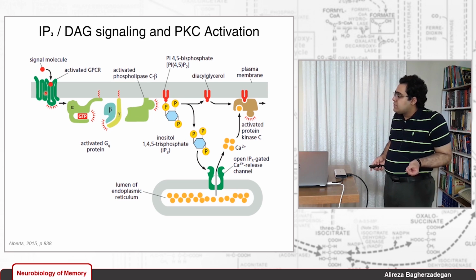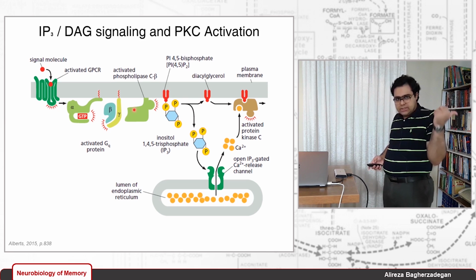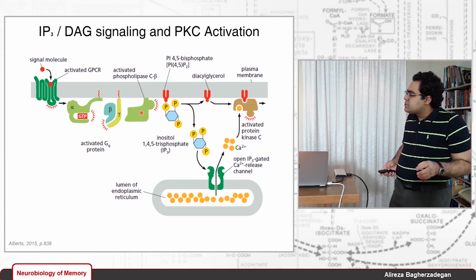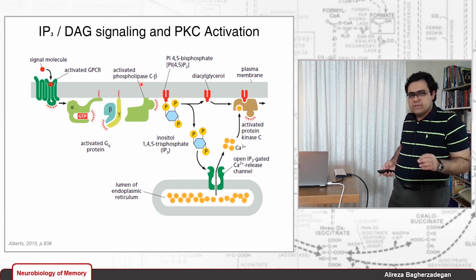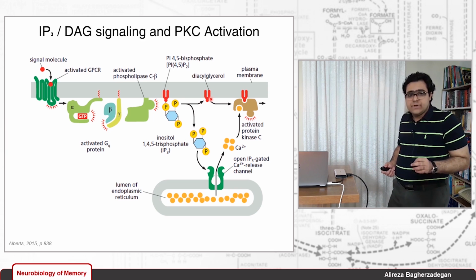So we have a receptor. We have a transducer, a G protein, and this G protein couples this receptor again to another enzyme, like the previous case we studied, but in this case it is phospholipase C beta. And this one actually cleaves phosphatidylinositol 4,5-bisphosphate, cleaves this phospholipid into a diacylglycerol and into an inositol 1,4,5-triphosphate, or IP3.